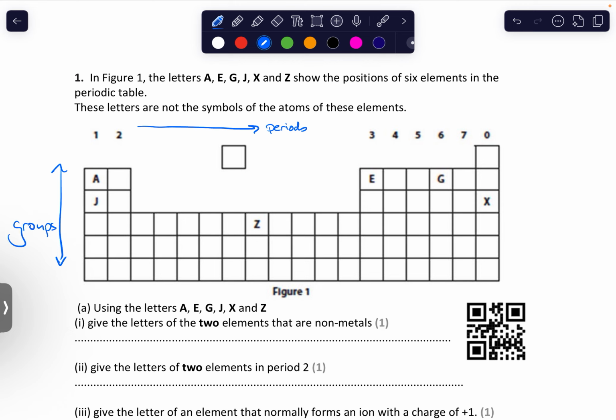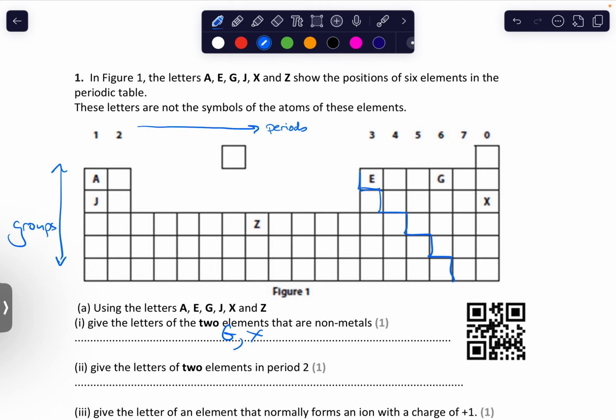So the first one, two elements that are non-metal. So also, as part of this, we have got the idea that metals and non-metals are divided by the marker there. So elements that are non-metals, G and X, because they're on the right-hand side of the periodic table.